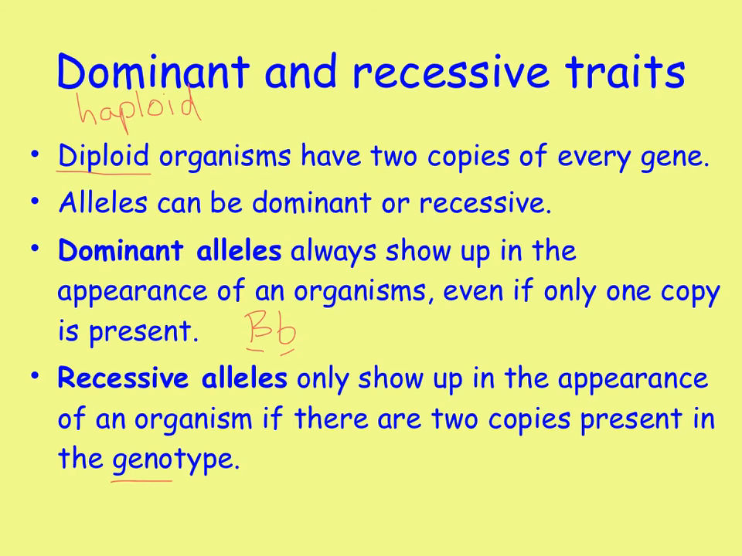Recessive alleles only show up in the appearance of an organism if there are two copies present. Now I've got this word here, genotype, and we'll go on and have a look at what we mean by that. But what we're talking about here is recessive alleles. You'd need to have two of them for it to show up in the appearance of an organism.